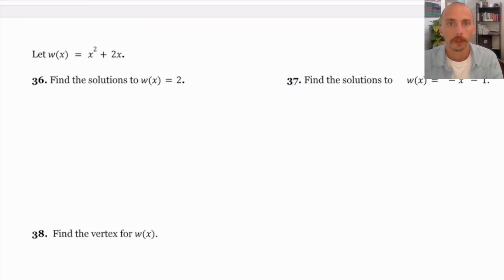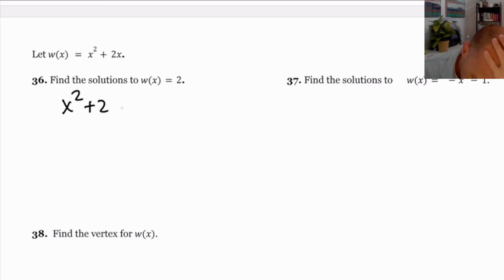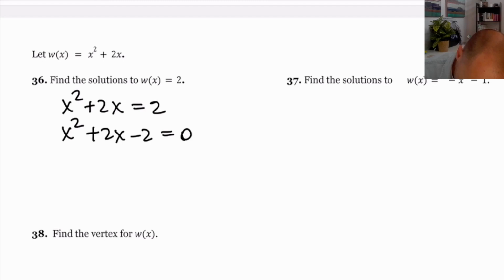All right, now we are on to the last page. So w of x is going to equal x squared plus 2x. Find the solution. So w of x equals 2. All right, so x squared plus 2x is equal to 2. And I'm going to set this equal to 0, taking 2 from both sides. And I'm going to try to factor, but this is not going to work.